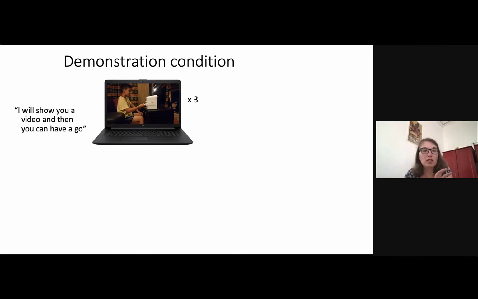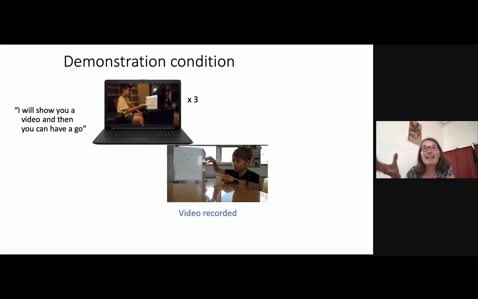Now, to describe the demonstration and the verbal instruction conditions separately. In the demonstration condition, we told participants, I will show you a video and then you can have a go. And then they would see the box in front of them and they would have a go at taking out the reward. So they would watch the video three times and then they would have a go, and we would record. Well, I say we, Aliki video recorded. She did all of this. She recorded the participant, how they copied, what they did. And of course, this video would then be shown to the next participant in the chain.